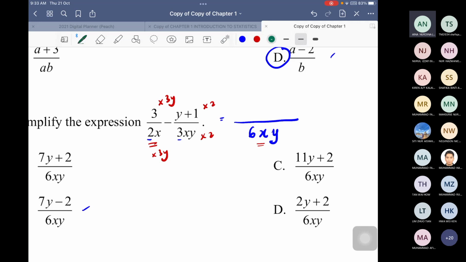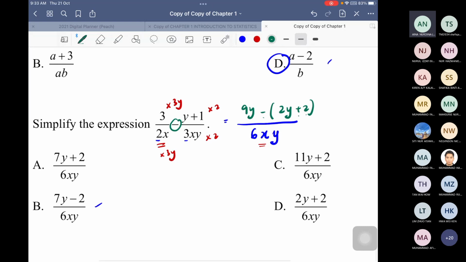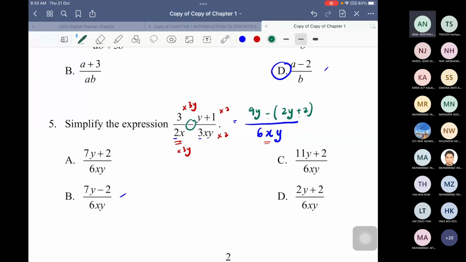Saya pun darab lah. So, 3 kali 3Y dapat 9Y. And tolak, I remember, bila tolak ni, lepas dia adalah kurungan. So, I akan dapat 2Y tambah 2. So, when we simplify, 9Y tolak 2Y akan dapat 7Y. So, negatif tambah 2. So, it's going to be minus 2. That's right. So, jawapan dia adalah bersamaan dengan B.